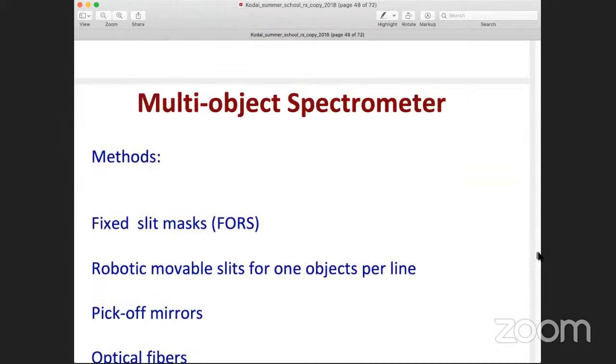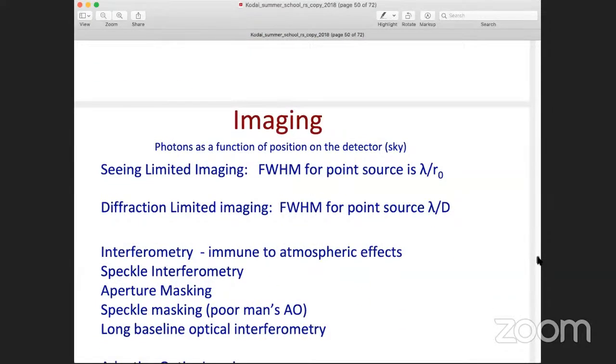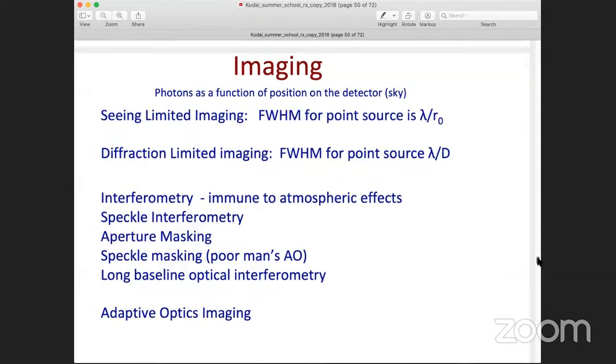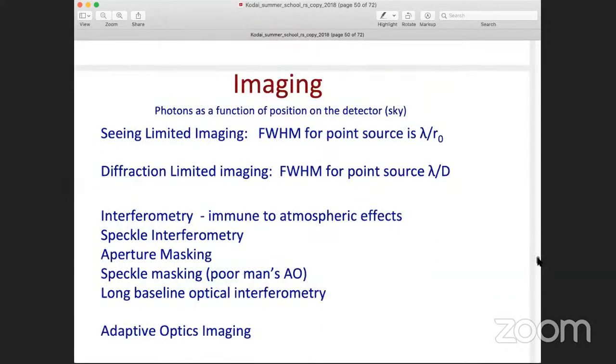I think we have multi-object spectrometers again, and I will just skip that. And then next, coming to imaging in astronomy, as I said, there are spectrographs, imaging, polarimeters, coronagraphs, stuff like that.